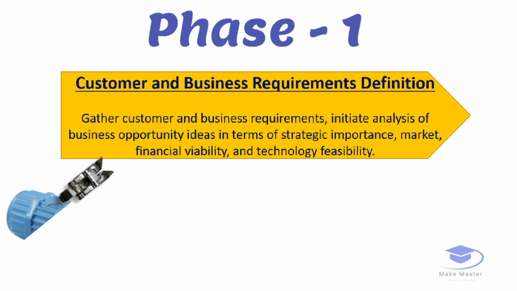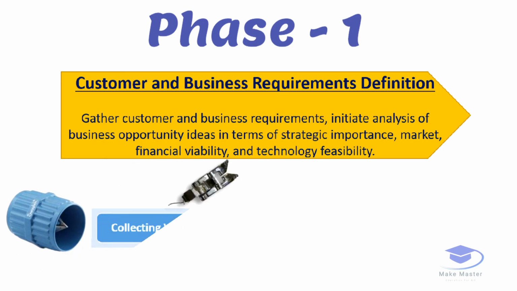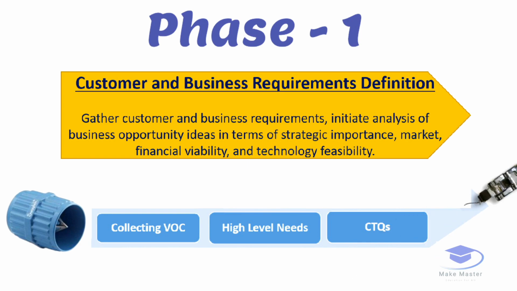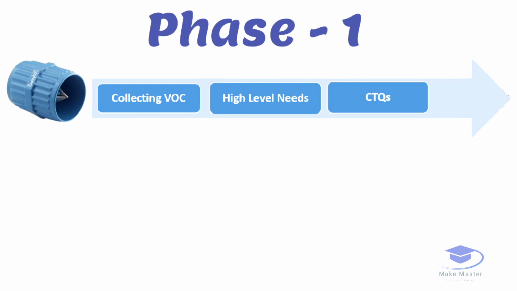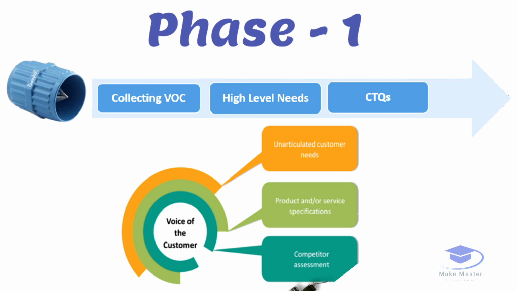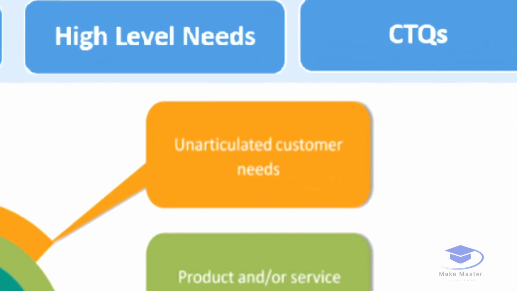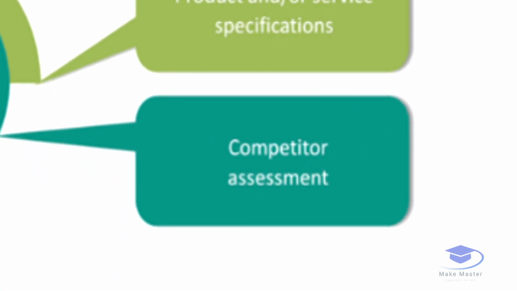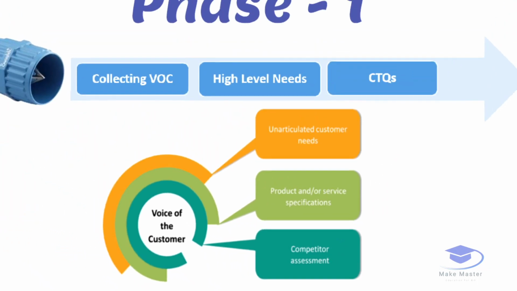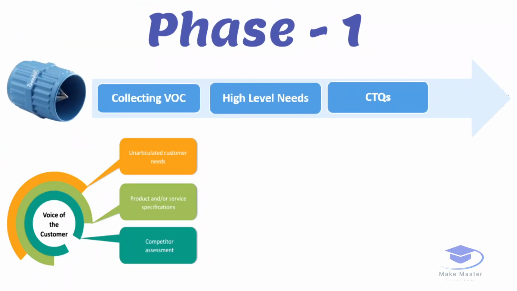We can see this with the example of the hand deburr tool. Here there are three things, starting with collecting VOC, that means collection of voice of customer. This is done through questions to the customers or feedback from the customers about what products are needed in the market. In a nutshell, it is called the collection of voice of customer. From this we get unarticulated customer needs, product and service specifications, and competitor assessments. From the voice of customer, we need to identify the high level needs of the customer.